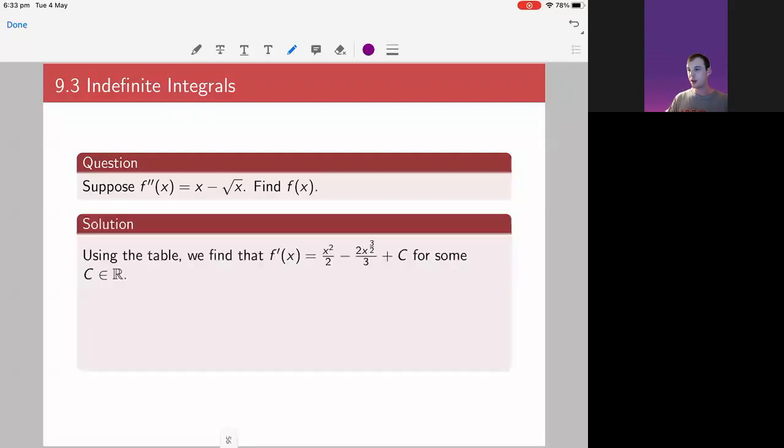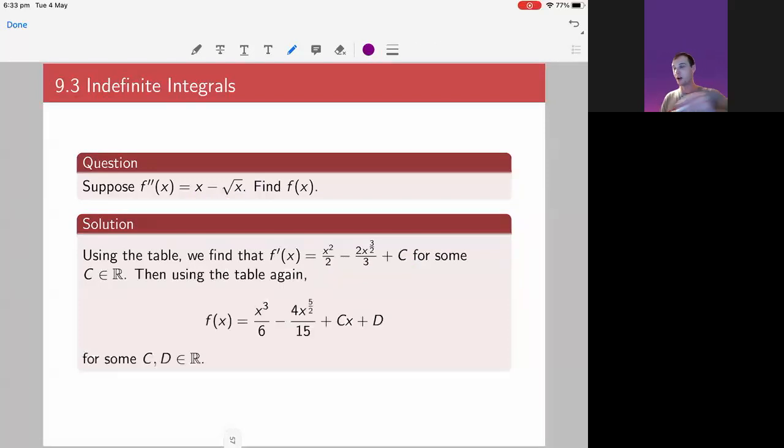All right, well, we've got to integrate once. The integral of x is x squared on 2. For the integral of root x, you just have to shift the power up by 1 and then divide by the new power. So it's 2 times x to the 3 on 2, on 3, plus c. So we've found what the first derivative is.